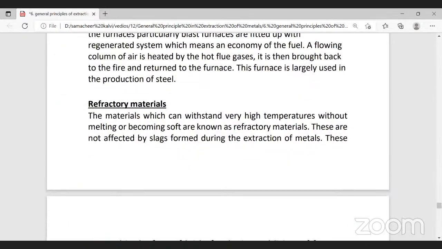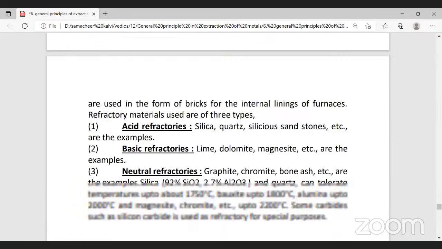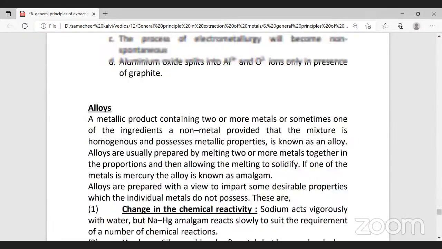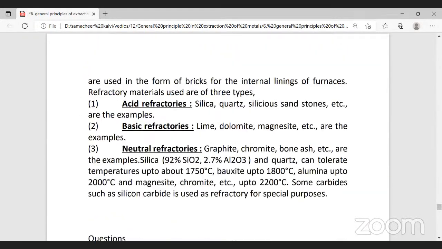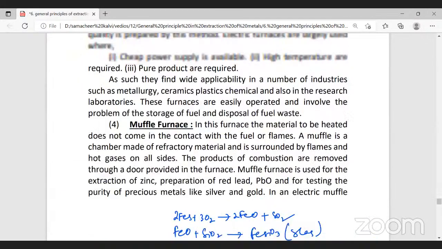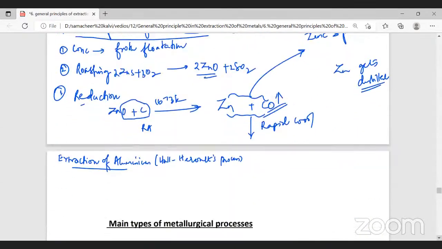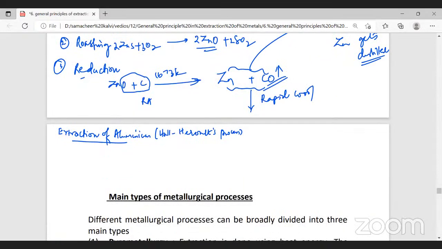Now, in Hall-Héroult's process, let me see whether there's a picture anywhere represented for aluminum. Just give me some time. Aluminum. No. All right. So we will learn Hall-Héroult's process. Now, in order to understand the extraction of aluminum, it is by electrometallurgy. It's an electrometallurgical process. That means we need to have a current.